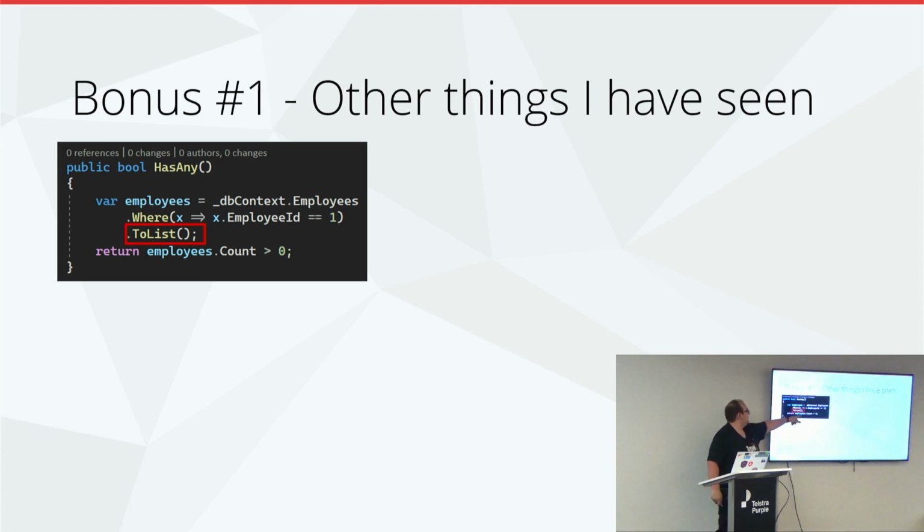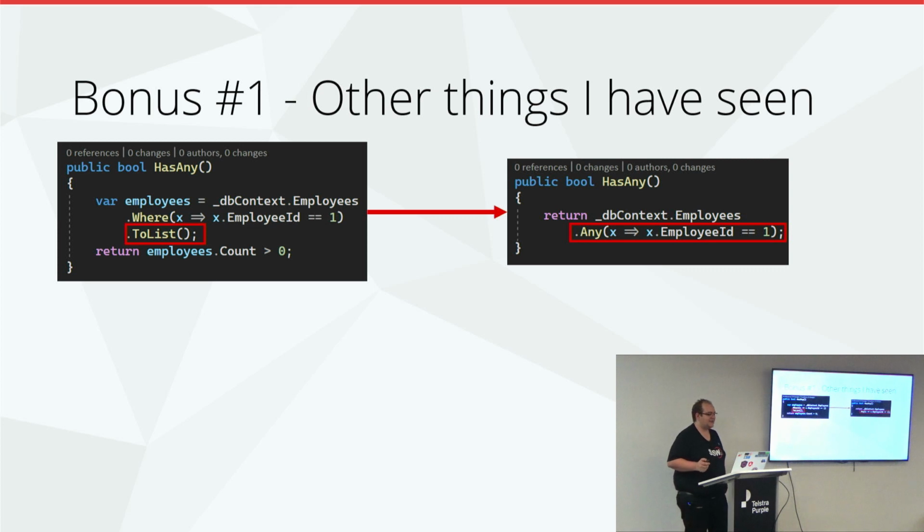Yeah, don't do that. When you're trying to use Any, don't try to download the entire table and then just say, if there are more than 0, then true. That's not how Any works. You should just say .Any. Please, I have seen this code more times than I dare to say.